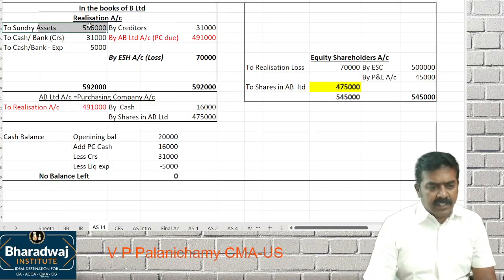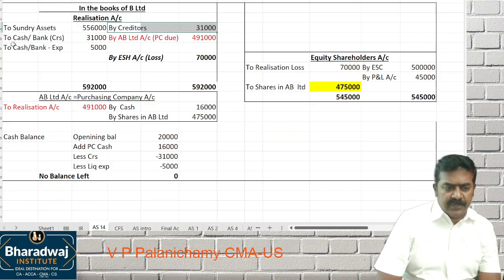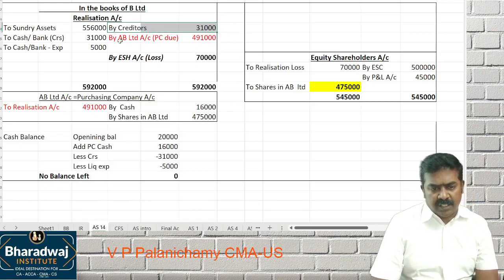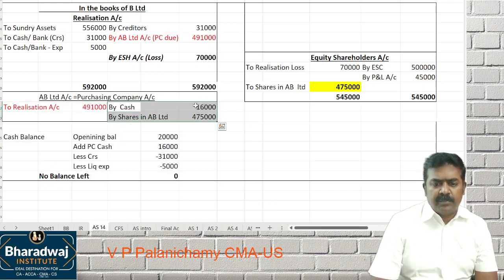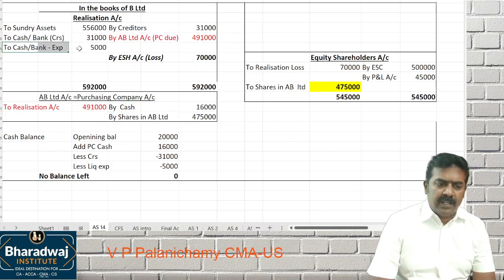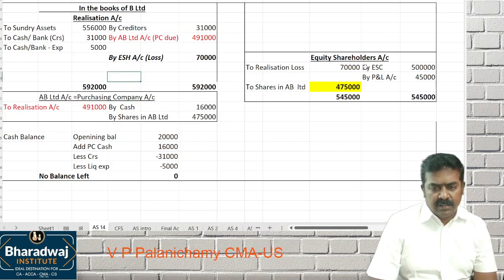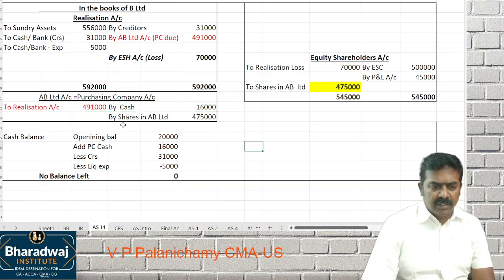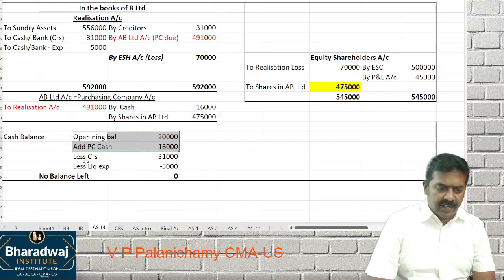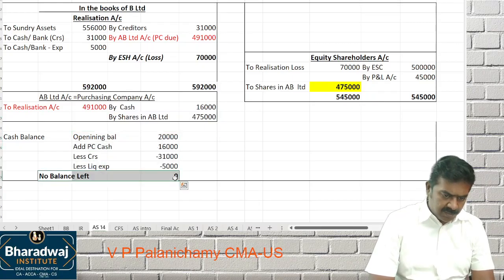So assets other than cash are transferred, liabilities are transferred, and there is no preference share capital in the question. Purchase consideration due 4,91,000. We received 16,000 cash, balance in shares. We paid creditors because they are not taken over by the purchasing company. We paid liquidation expenses. Then transfer capital and reserves. Loss in realization is also transferred. We have to pay 4,75,000 exactly. Shares are allotted to them. Cash balance opening plus receipt in cash minus creditors and liquidation expenses became zero.